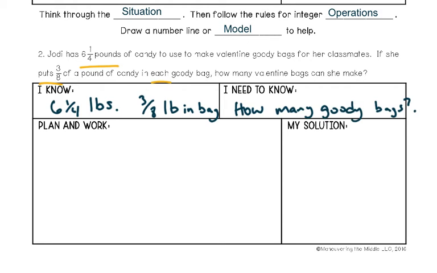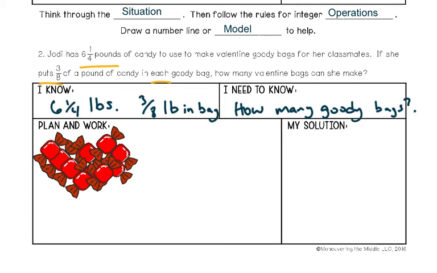So for this example, I do want to use a model. So I do want to show you what I'm looking at with a model for this one. You can do this on your own, or you can just follow along with me for now. So to figure out what operation we're going to use to do this problem, I just want to show you this is what the problem is asking you. You have a lot of candy. She has 6 1/4 pounds. She has a lot. She's going to split up this total amount of candy equally between these goodie bags. She wants to just put 3/8 of a pound in each bag.